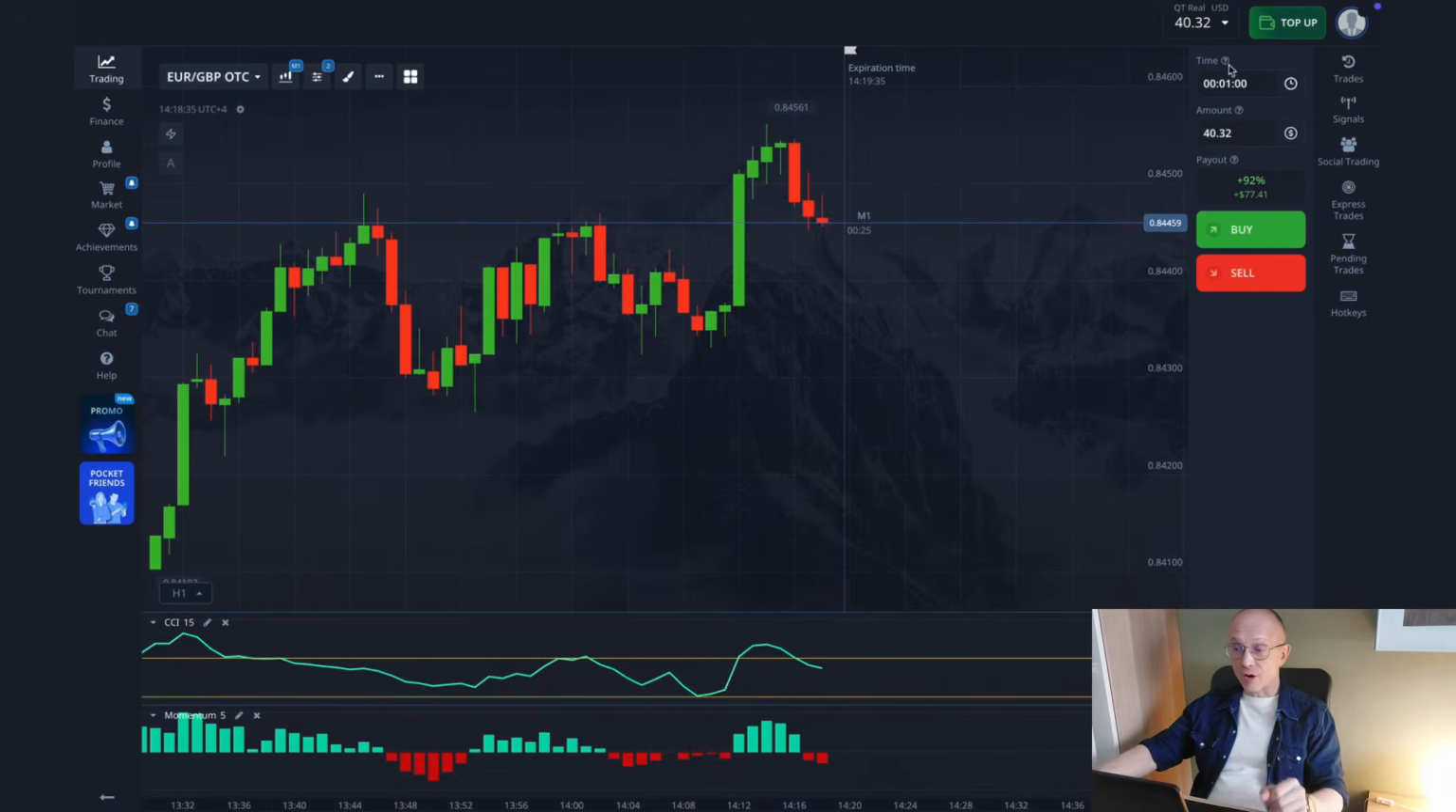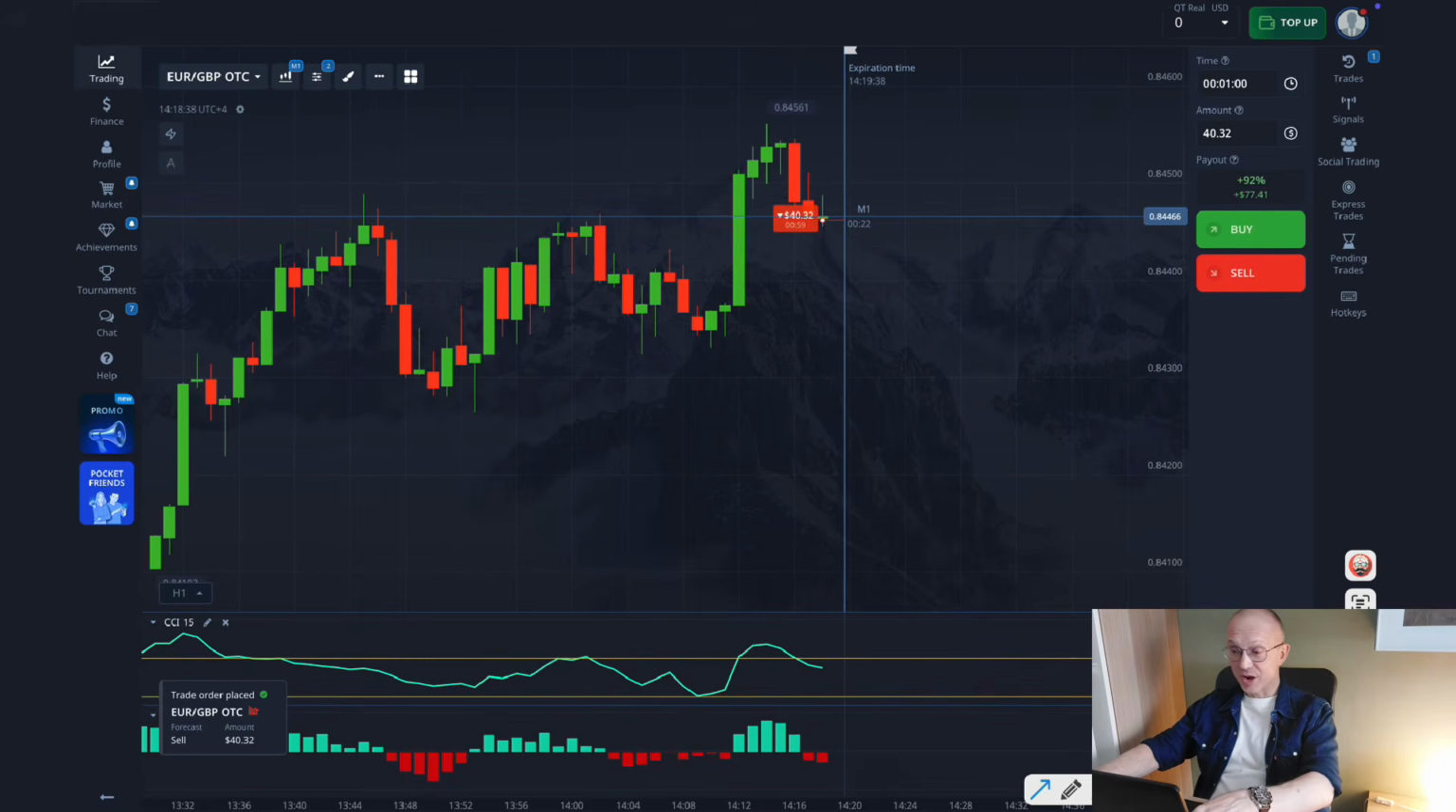Further on, the market structure begins to look more orderly. Expiration is 1 minute, and I'm opening a short trade for $40.